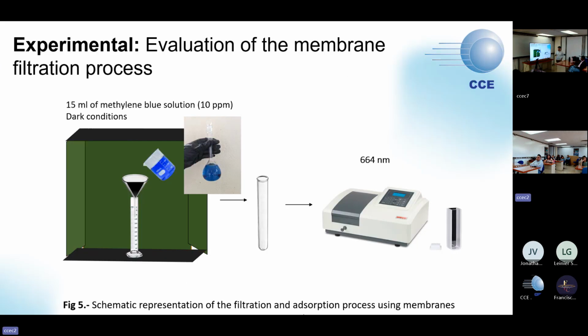This is the process that we follow for the filtration and absorption process. We use only 15 milliliters of methylene blue solution with that concentration, and all the time in the same conditions. As I mentioned before, we tried with light, but it had a very poor effect. When all the solution is filtrated, we use a spectrophotometer to see how much of the methylene blue was removed. In the case of zinc oxide, not all of the methylene blue was removed, so we have to do some cycles to reuse the same membrane.